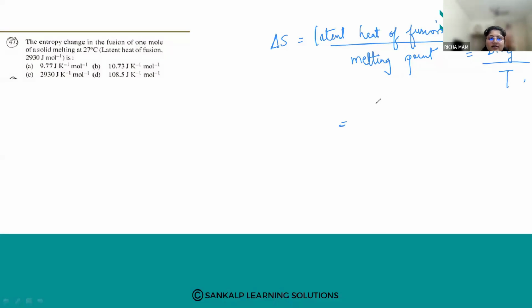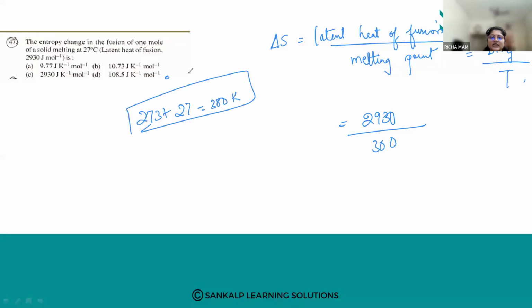So what is your latent heat of fusion? It is 2930. And what is the temperature? Temperature is 27 degrees, so 273 plus 27 is 300. So degree Celsius is converted into Kelvin, so it is 300 Kelvin. So the units will be joule per Kelvin per mole. Okay, after calculating this, what are you going to get?